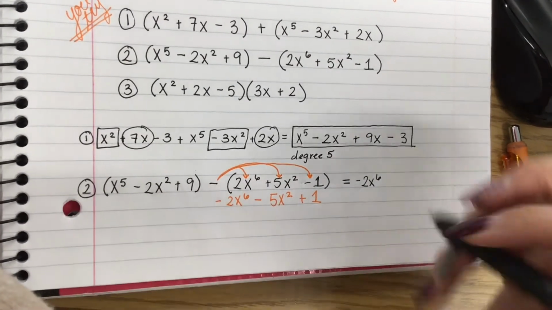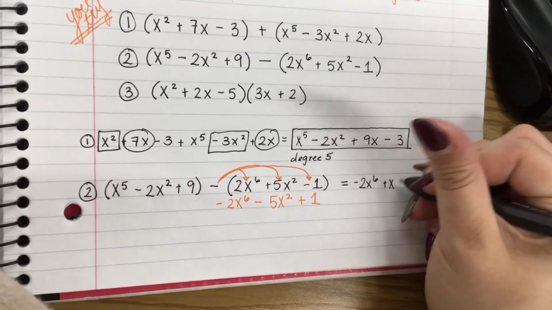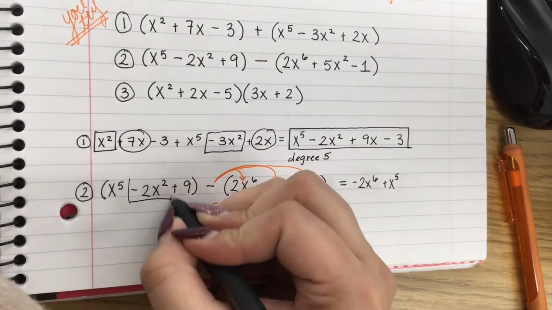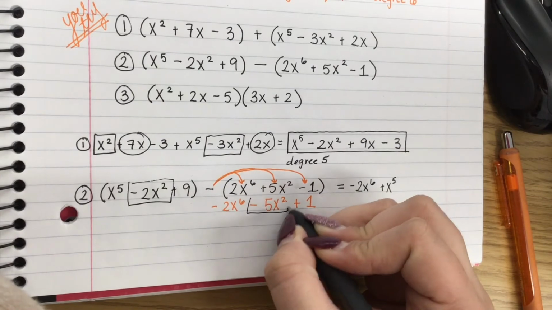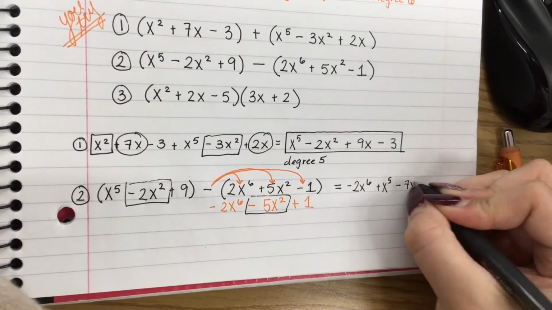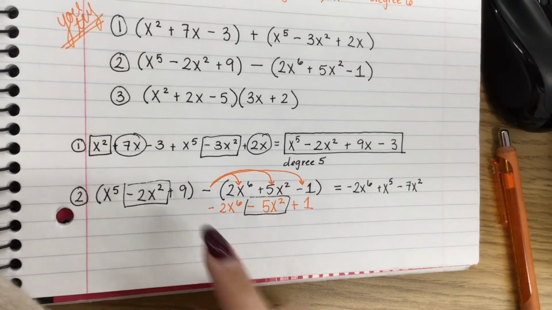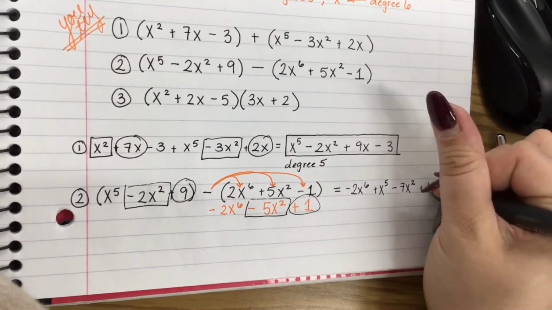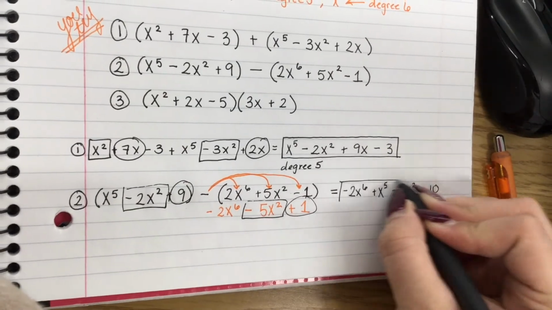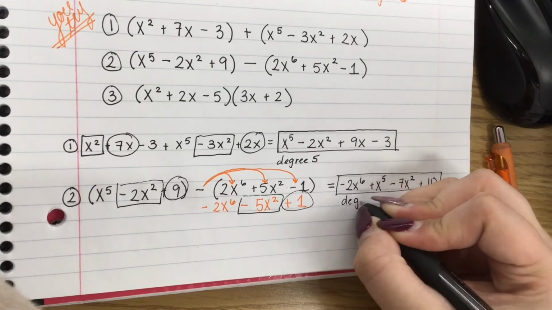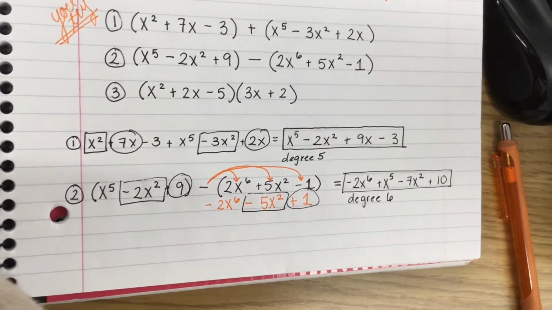I'm writing the term with the highest degree first, so that -2x to the 6th. Then the next degree term, x to the 5th. Then I can combine those quadratic terms, which is going to give me -7x squared. And then I can combine those constant terms, 9 plus 1, which is 10. This is a degree 6 polynomial because the highest degree is 6, or the highest exponent is 6.